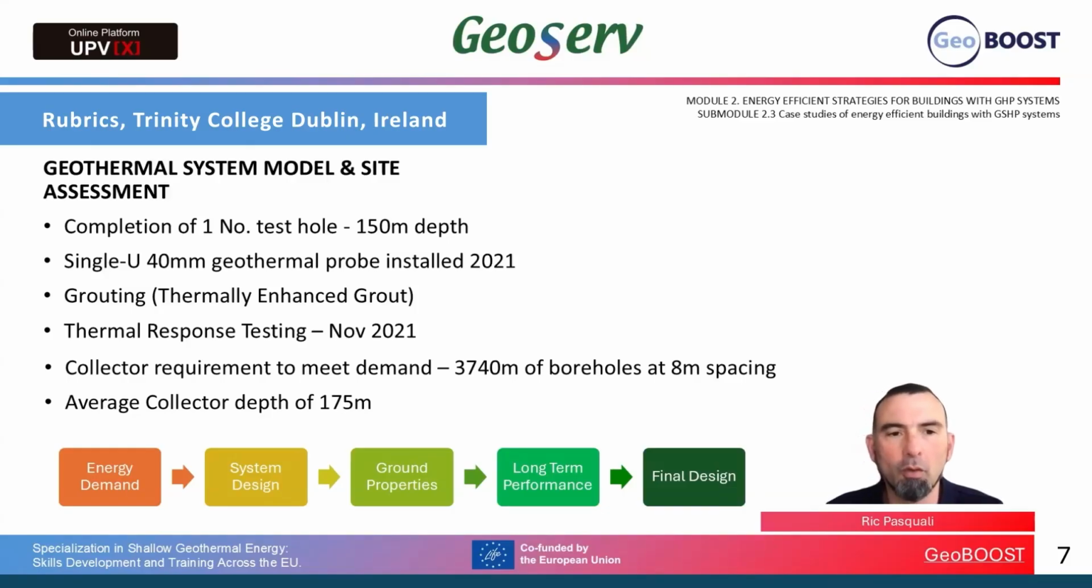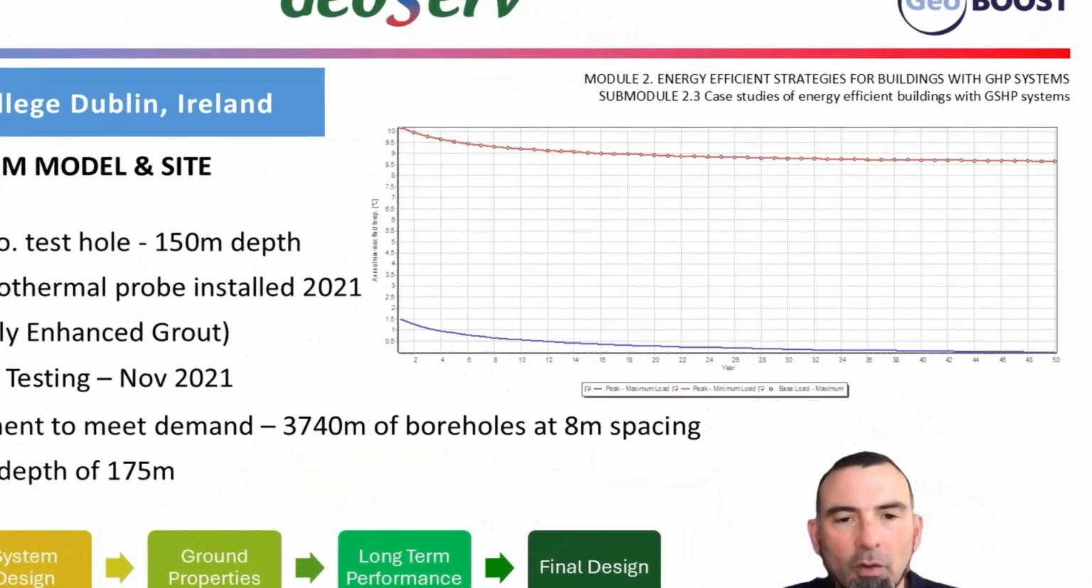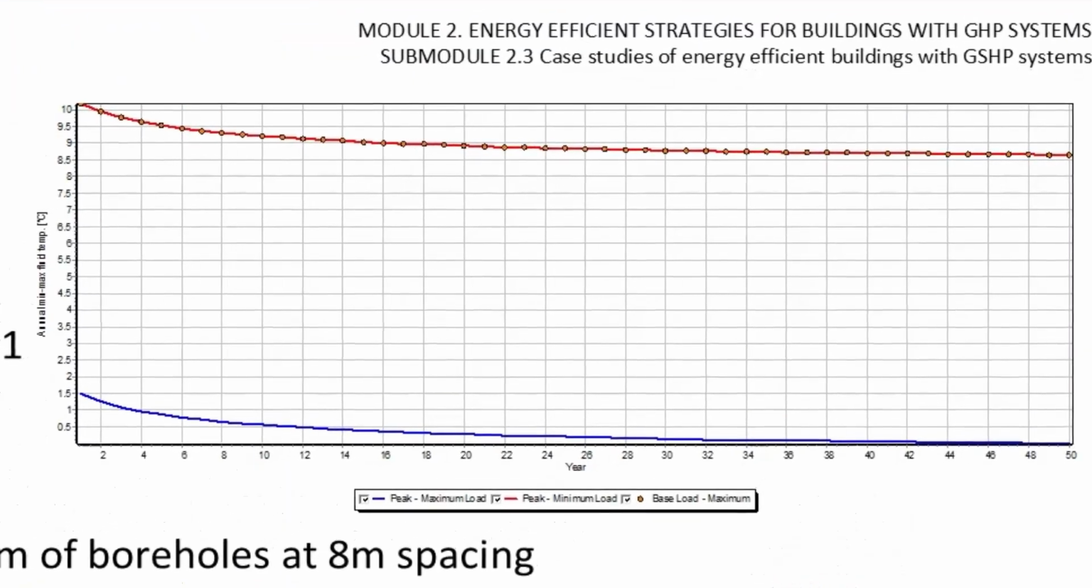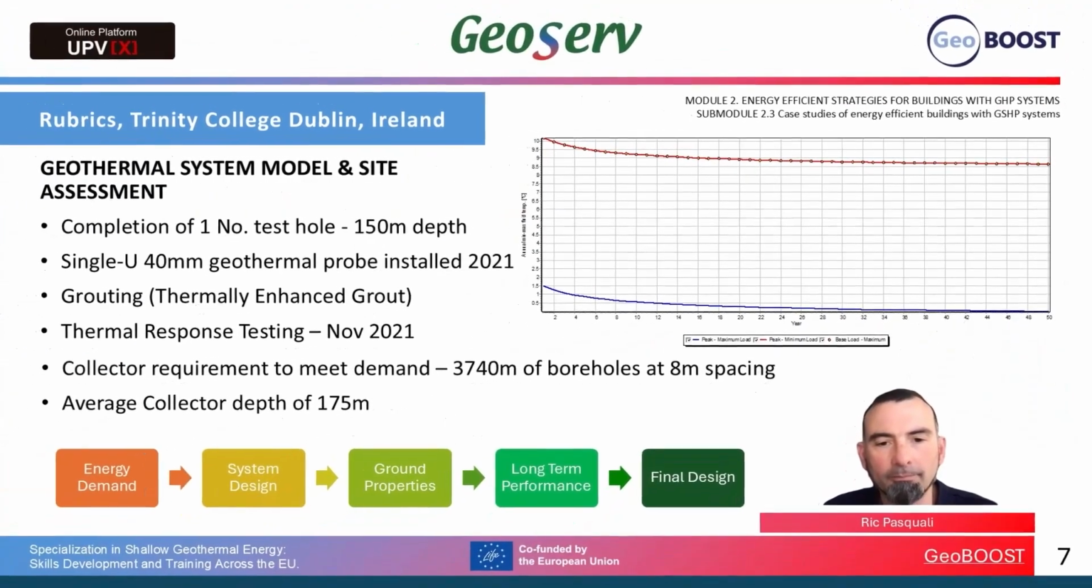And you've certainly heard more about the design of the TRT process in Module 1. So based on the information that we got specifically for this site, the energy demand profile that was developed through the dynamic simulation was then combined with the ground condition and thermal properties data, and we derived that a collector requirement of a total of 3,740 meters of vertical closed-loop boreholes averaging a depth of 175 meters was required.